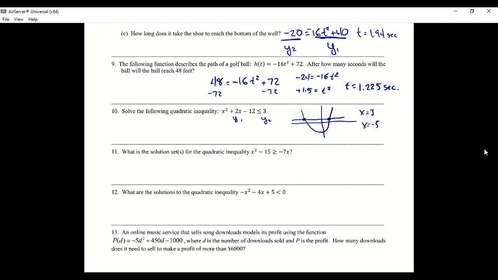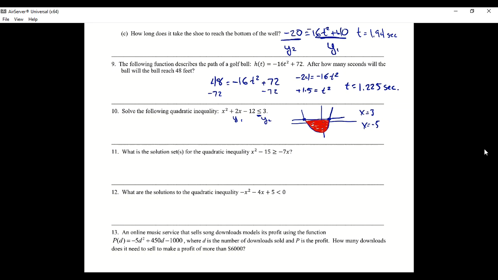But since this is an inequality, we're looking for an interval. Now, visually, you can do this by going, since this is less than or equal to 3, we're looking for the parts of the parabola that are below our line. And that would be this part of the parabola right here. Therefore, any value of x between 3 and negative 5 will satisfy our inequality.